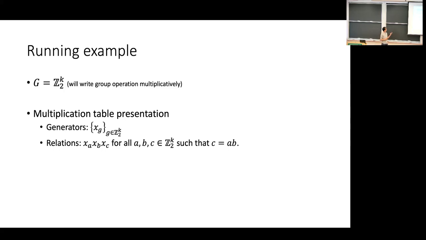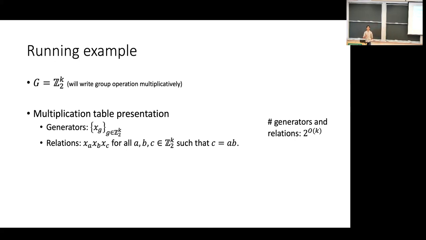So one is something I'll call the multiplication table presentation. Here, you're going to have a generator for every single element of the group. So there are a lot of generators, 2 to the k of them. And the relations that you're going to impose are that whenever c is equal to ab in the group, then you satisfy that with respect to the relations. So you just encode the multiplication table of the group into all your relations in this presentation. So you can see this is a pretty big presentation in terms of k. The number of generators and relations is 2 to the O of k.